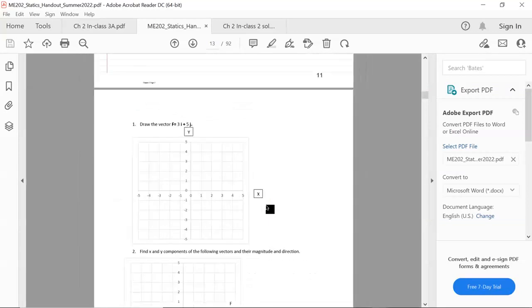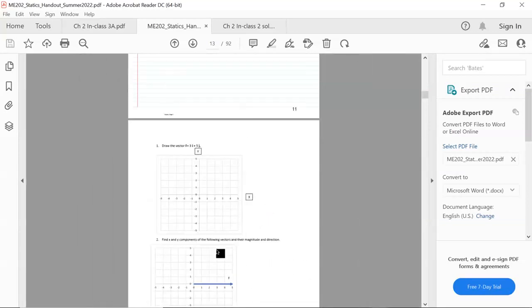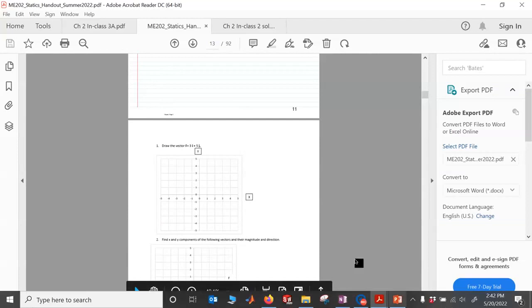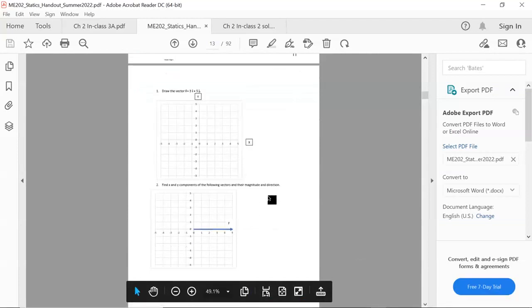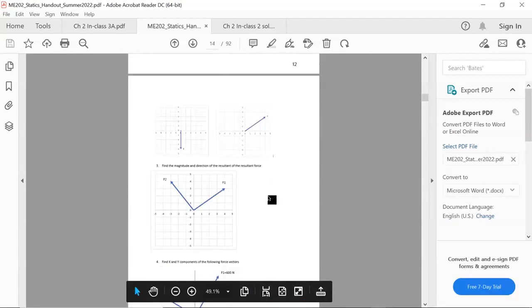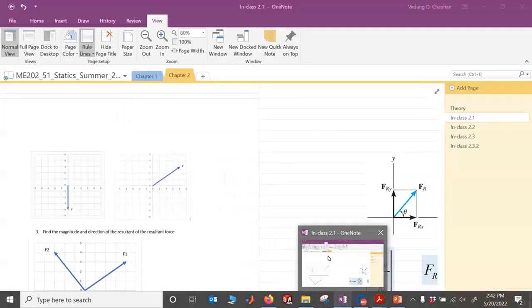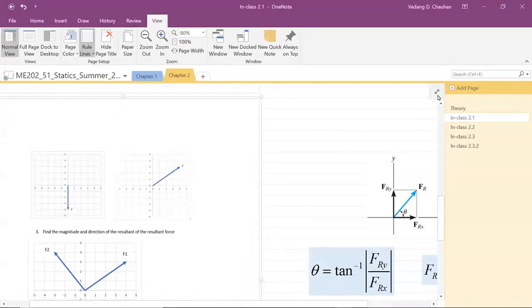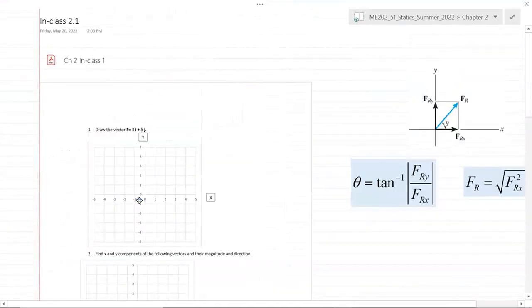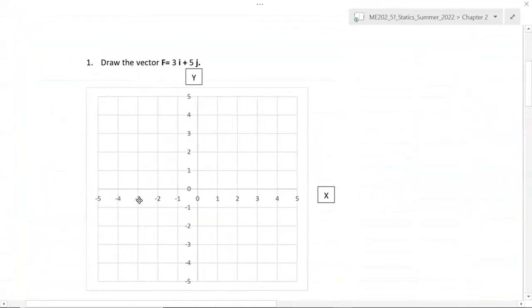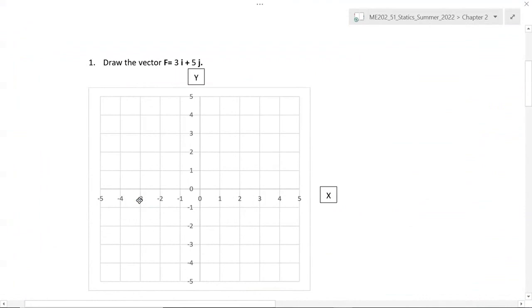So we are now working on this chapter 2 in class exercise 1. That's about drawing vectors, writing the two-dimensional representation of the vector, and calculating the resultant of two vectors. So let's work on it. The in class exercise is here. Question number 1, draw the vector f equal to 3i plus 5j.